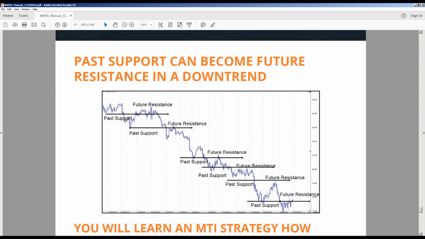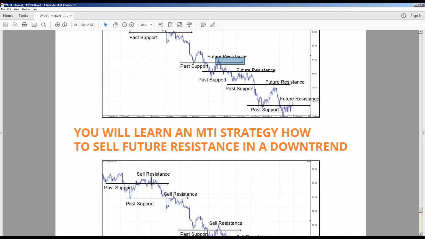So past support can become future resistance. Here we have past support becoming future resistance.